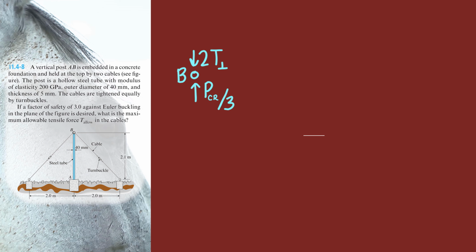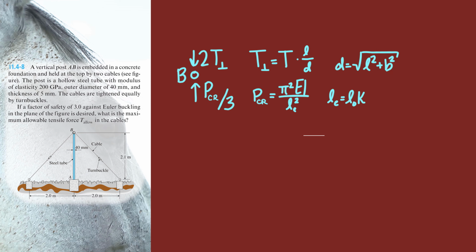Because this T vertical is not super helpful, since we're looking for T total, I'm going to say T vertical is T total times my length divided by some distance, and this is not my diameter, it is my diagonal. And L is the initial length of my vertical post. And then P critical, we just have our generic equation we've been using this whole time. So the diagonal we can find with Pythagorean's theorem. My equivalent length we can find with the height of the vertical post times some k.